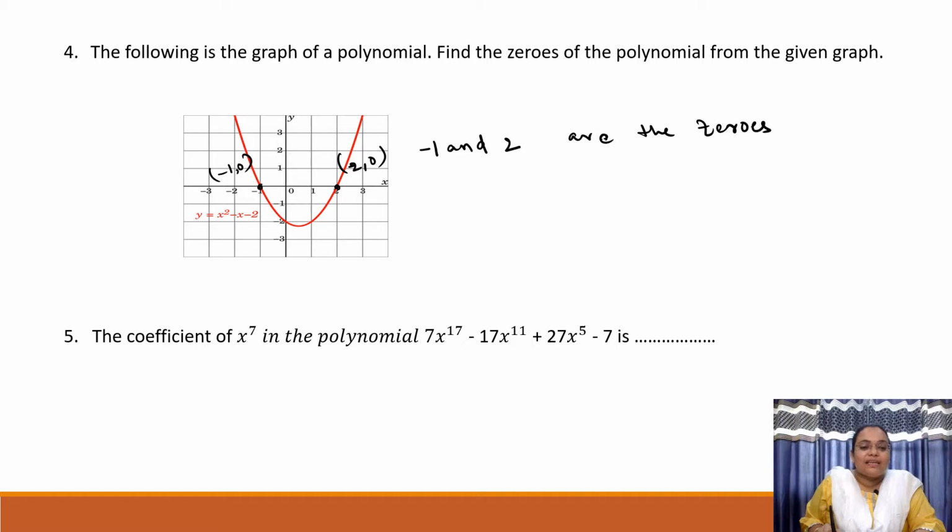The next one is the coefficient of x power 7 in the given polynomial. So in the given polynomial, do we have x power 7? Do we have a variable x power 7? No, right? So it is 0.